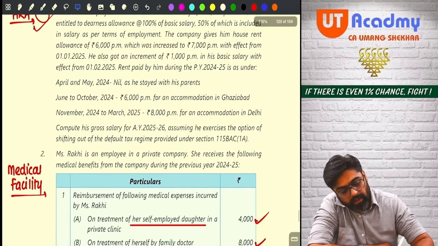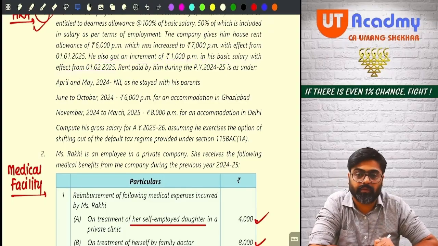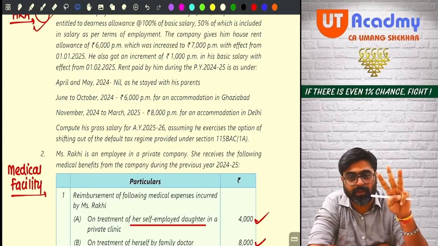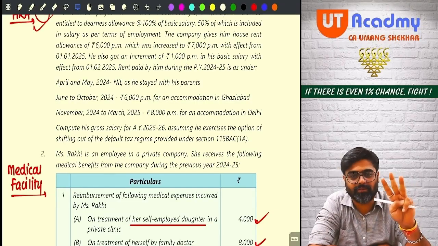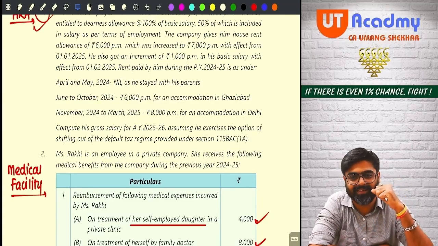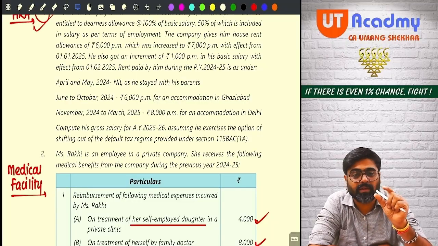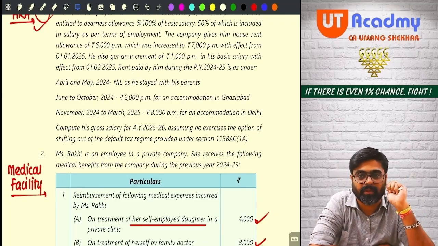Next one. He also got an increment of 1,000 per month in his basic salary with effect from 1st February 25. So I was thinking that those 3 months, Jan, Feb and March, I'll be able to calculate together. But I cannot do that also. Even though for Jan, Feb and March the HRA is 7,000, for those 3 months my salary is not the same, because my salary is changing from February. So for January I will make a separate calculation, and February and March I will make separate calculations.